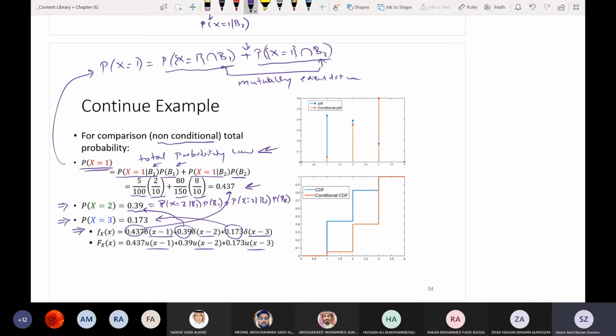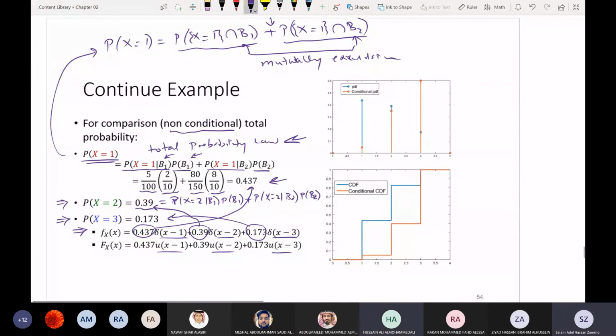Is it clear, guys? How did you find all this? Any questions? Okay, now let us look at the shape of the PDF.